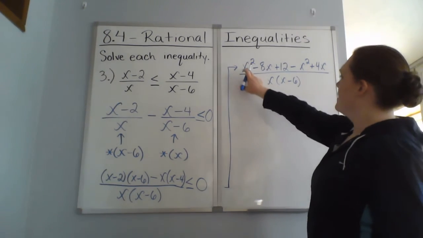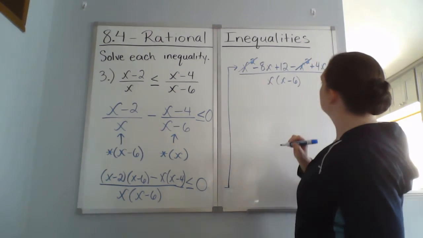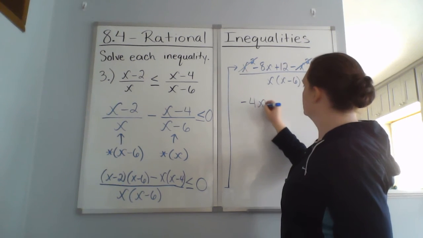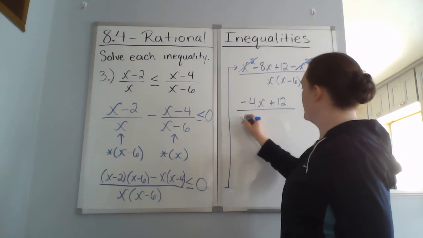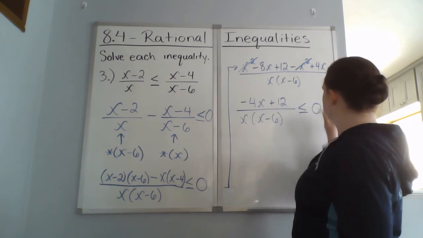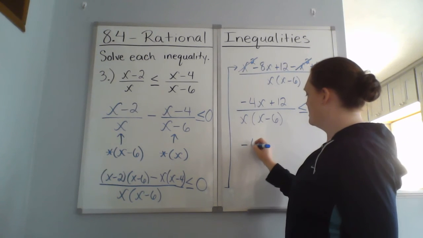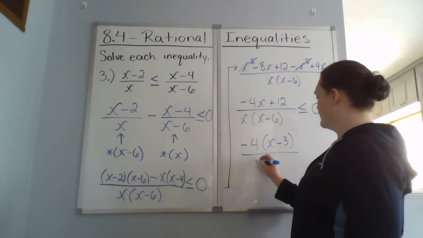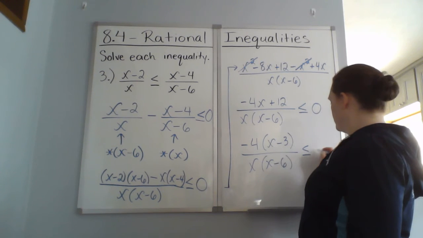So x squared minus x squared, those will go away. Negative 8x plus 4x will be negative 4x. Then we have the plus 12 over x times (x minus 6) less than or equal to 0. You can even factor a negative 4 out of the numerator if you want and make it negative 4 times (x minus 3) over x times (x minus 6), all less than or equal to 0.